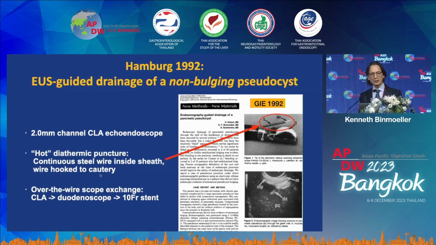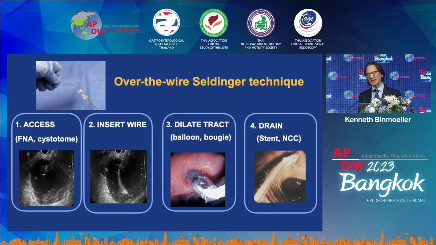So we made this needle ourselves, a continuous steel wire inside of a catheter sheath, and hooked that up to cautery. And then, after we entered into the cyst and passed a guide wire, we exchanged the CLA echoendoscope for a duodenoscope, and then we placed a 10 French stent to drain the cyst. And here you can see some of the pictures from the world's very first EUS-guided pseudocyst drainage. And this was really the beginning of this fascinating era of EUS-guided therapy.